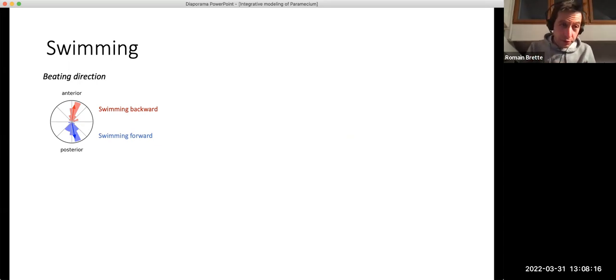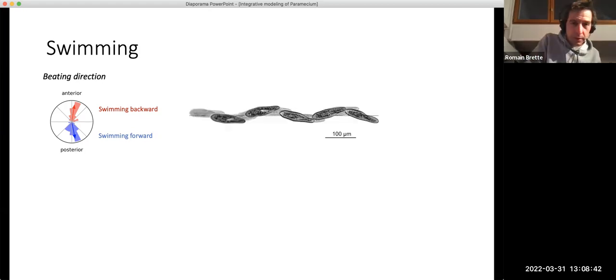So we have to add the kinematics. We can measure the direction of cilia beating. When it's moving forward, the cilia beat backward and a little bit to the right. And when it swims backward, the cilia beat a little bit to the right. What that produces is a helicoidal movement, like it's screwing itself in the water. So this is an example.